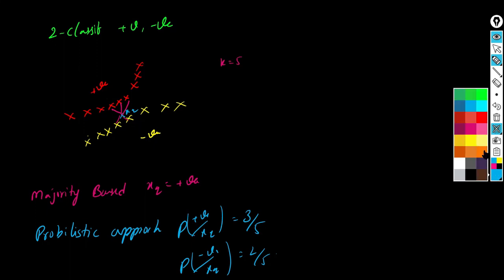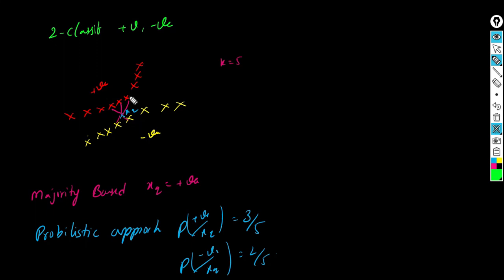But one more thing we can observe here is that the query point is very close to these negative points, but we classified this query point as the positive class, even though it is very close to the negative points. To avoid this problem, we are going to use the weighted KNN.